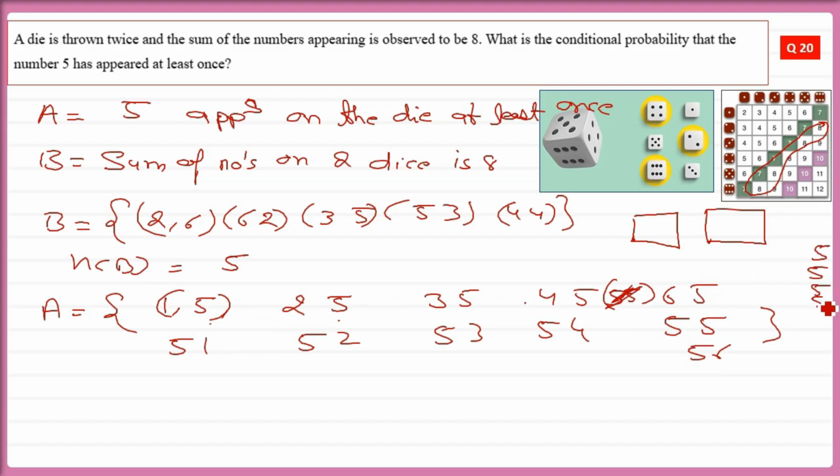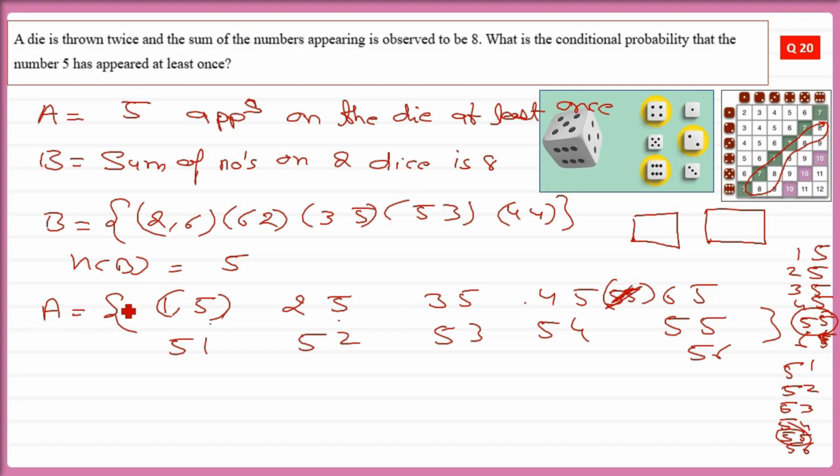Or the better way is to just fix the second die as 5 and mark 1 to 5 for the first die. And in a similar manner, fix the 5 in the first die, and then the second one as 1 to 5, 1 2 3 4 5. But remember, only write 5,5 once. So these two need to be counted as 1. That is the whole idea.